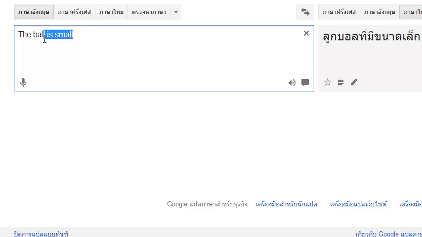So when the singular is easy, but when we say plural, we must know them all. The balls are small. Now we add s to the balls, so it means plural. So we will use are.